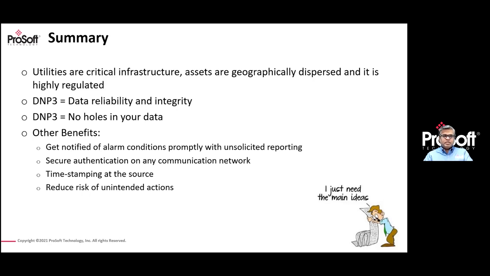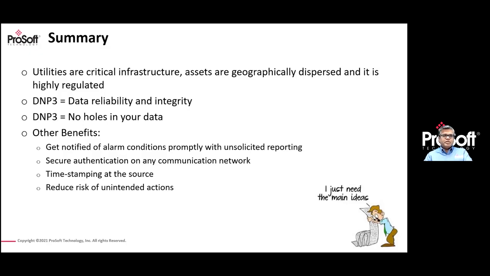Secure authentication, which works on any type of communication network, is another very important feature of DNP3. The timestamping at the source is absolutely critical, because you don't have this delay as to when some event might happen. It may only be a few seconds or a couple of minutes late, but that still has an impact on things like predictive maintenance and root cause analysis. So timestamping at the source is very, very important.